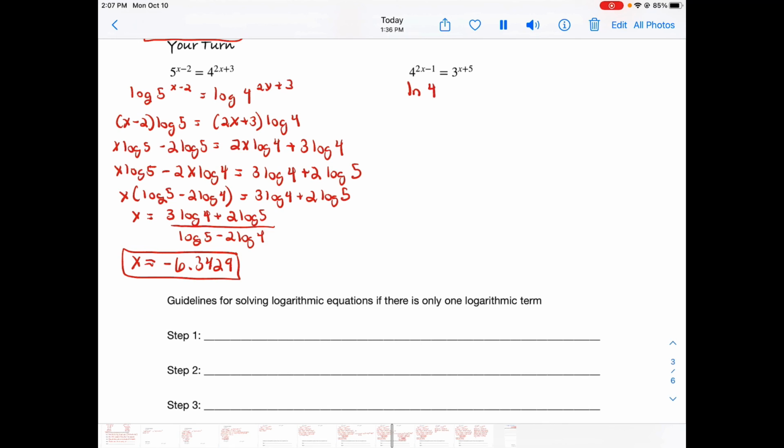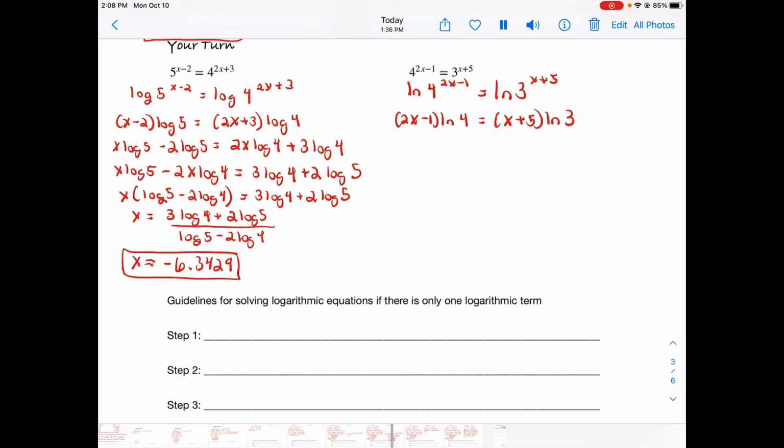Okay, I'm going to start by hitting both sides with the log. I'm going to choose the natural log. Then I'm going to use my power property and write 2x minus 1 times the natural log of 4 is equal to x plus 5 all times the natural log of 3. Use the distributive property to get rid of my parentheses on the left and right hand side.